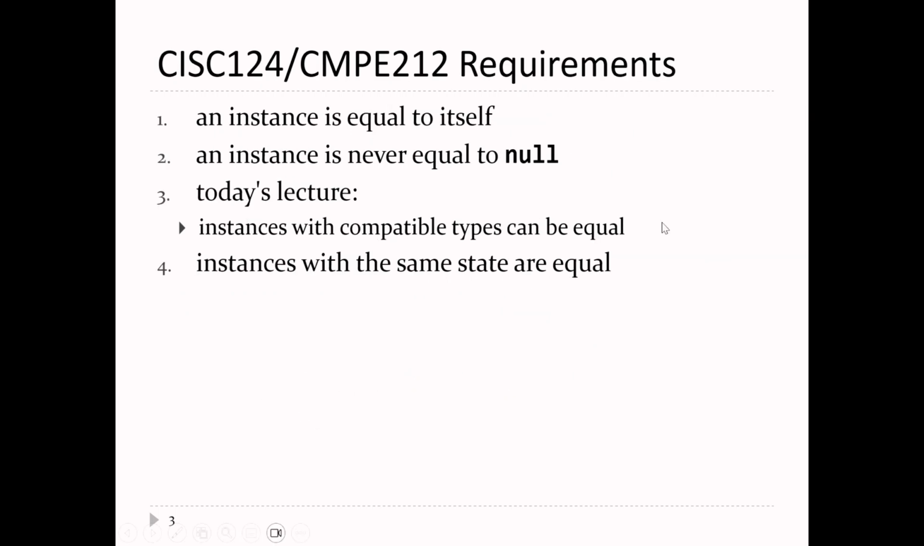It still has the same requirements. An instance is equal to itself, so x.equals(x) is always true. x.equals(null) is always false. It's requirement number 3 that changes. In the previous lecture, we said that only objects with the exact same type can be equal. Today, we're going to let objects with compatible types be equal. The compatible part will come again when we talk about inheritance. Step 4 is exactly the same. If you get past step 3, everything is the same as what we talked about in the previous lecture.